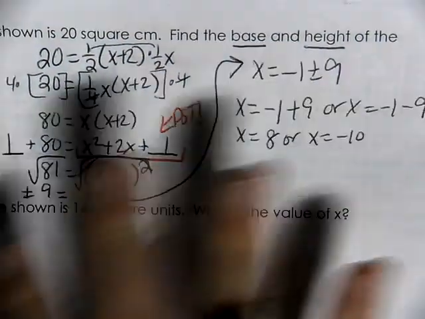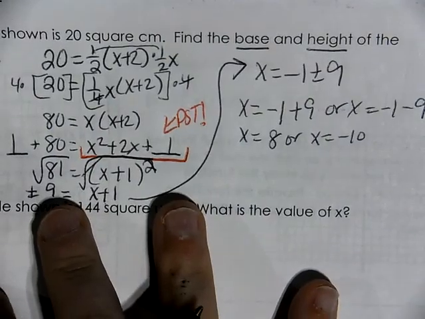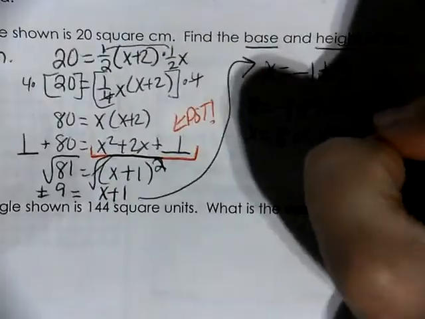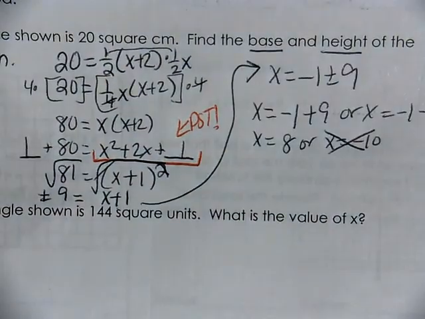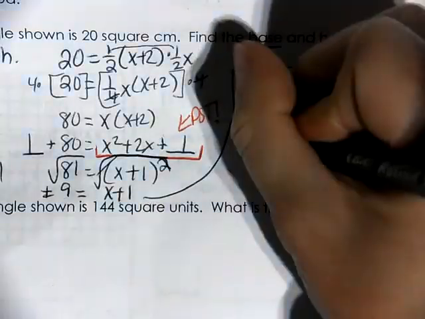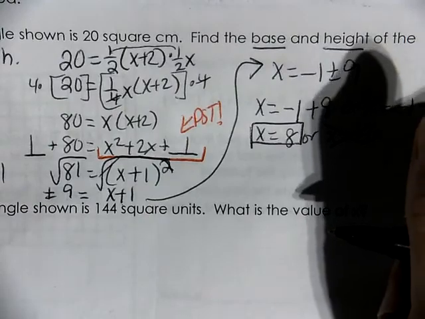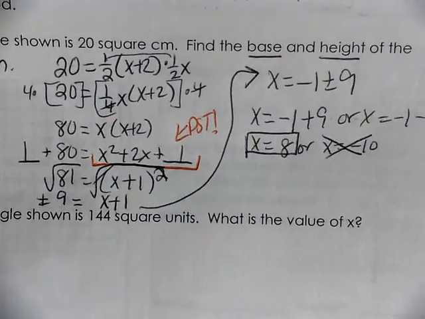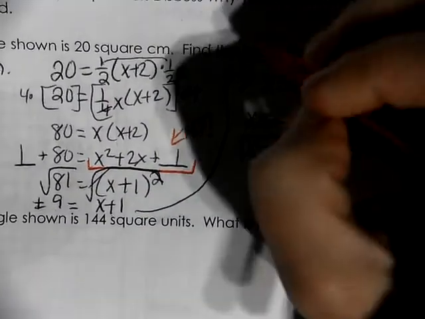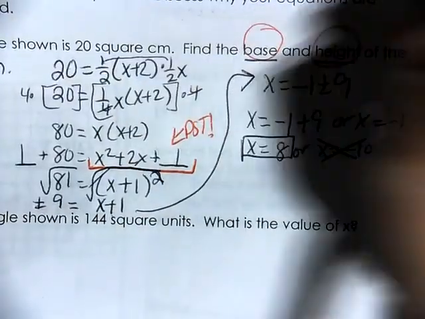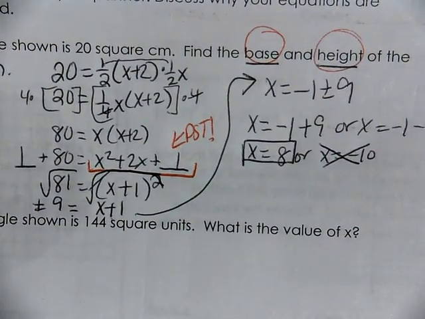Now let's be real. We're talking about base and height and the area of a triangle. So our negative value does not make any sense in this problem. x equals 8 makes more sense. So we're going to work with x equals 8. Cool. That doesn't answer the question. The question is asking us to find the base and the height. That's what it's asking us to find.